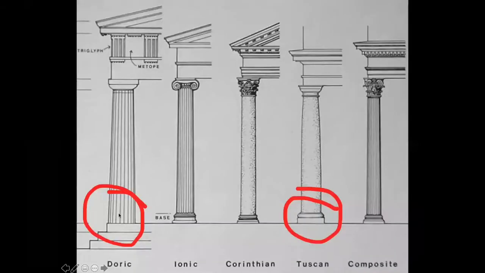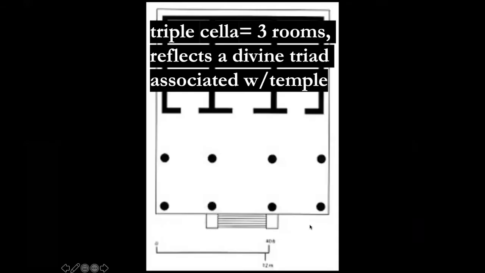All right, so here's another example of Doric. The column goes straight into the platform versus Tuscan, where it has a base. And then write this on your little plan. The triple cella is 3 rooms and it reflects a divine triad associated with the temple.